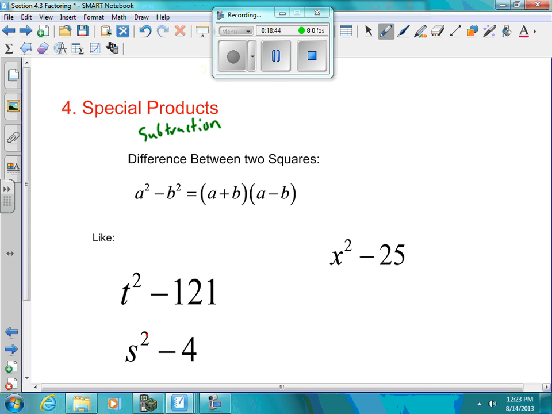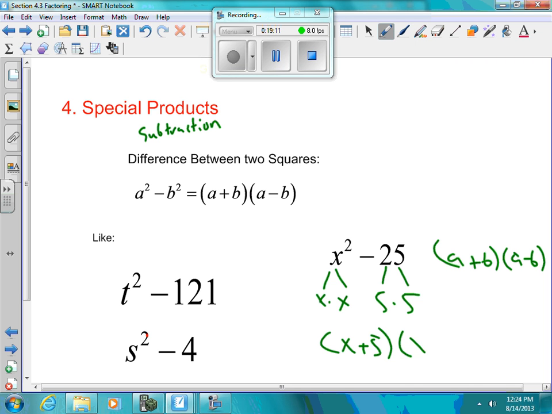Are x squared and 25 perfect squares? Well, x times x makes x squared. X squared is a perfect square. 5 times 5 is 25. 25 is a perfect square. So we look at the pattern. A plus b, a minus b. And we just plug it in. If x is a, then it's x plus 5. And b is 5. And x minus 5. We have just factored that perfect square.